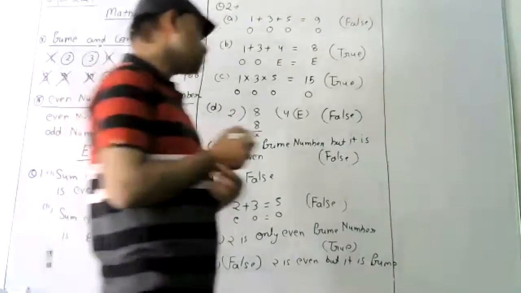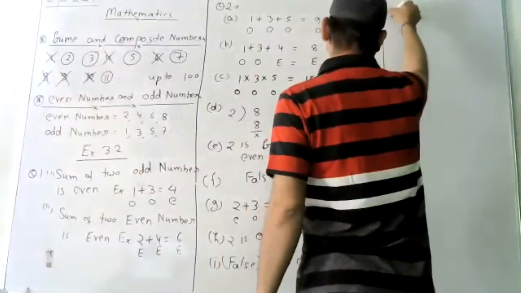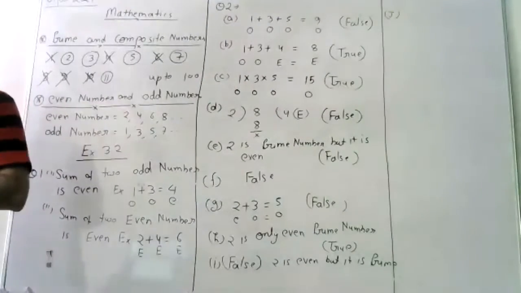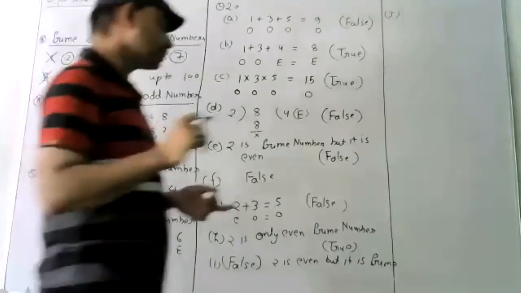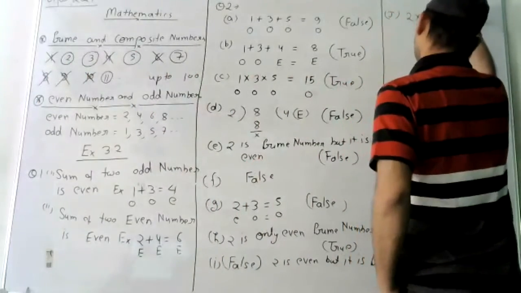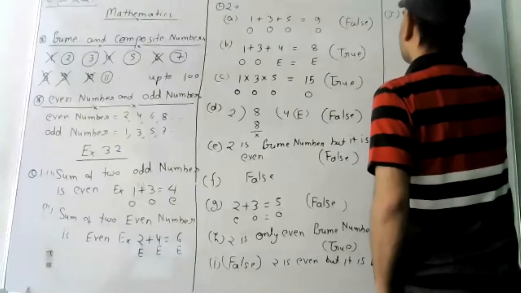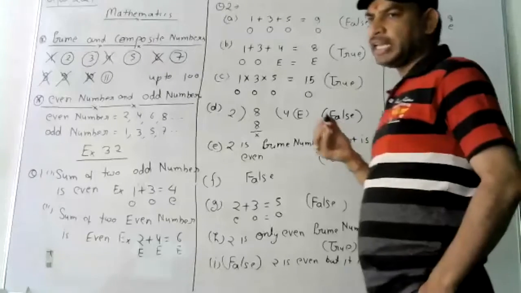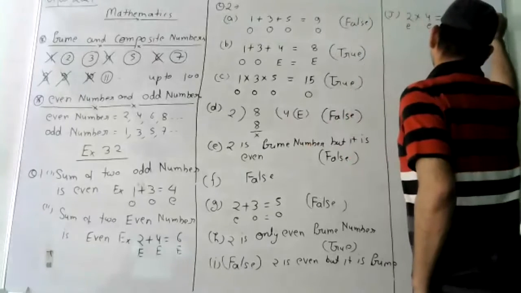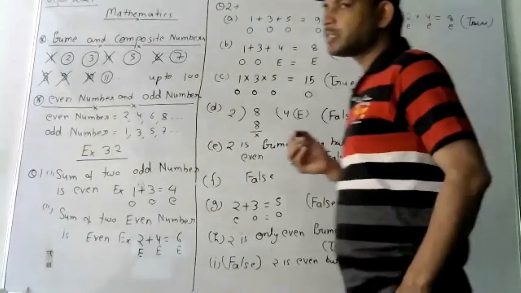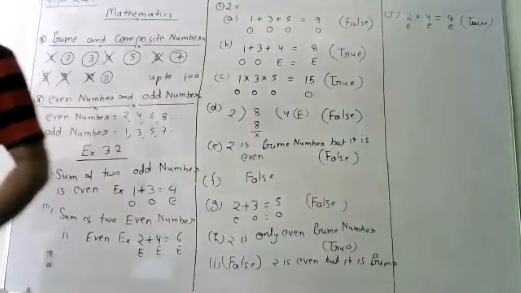And next, J. In this statement, the product of two even numbers is always even. Let's check two even numbers: 2 into 4 equal to 8. This is even, this is also even. So statement J is true. This statement is true. Okay.